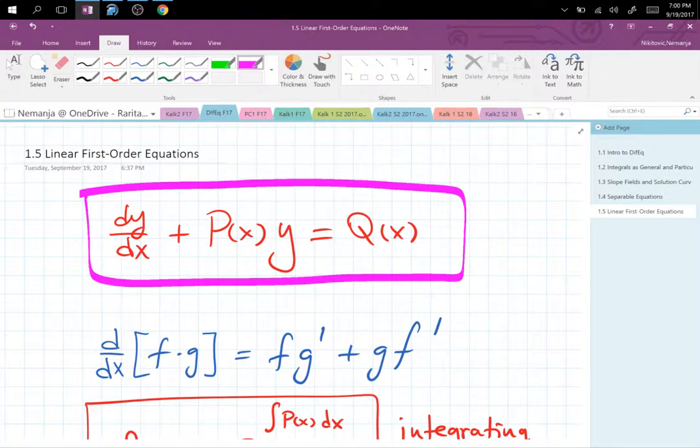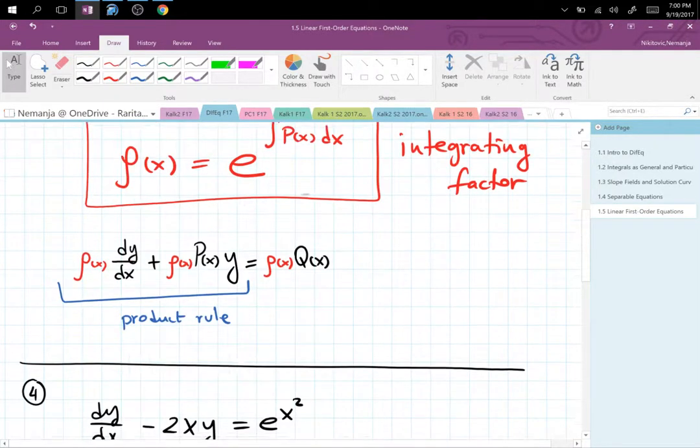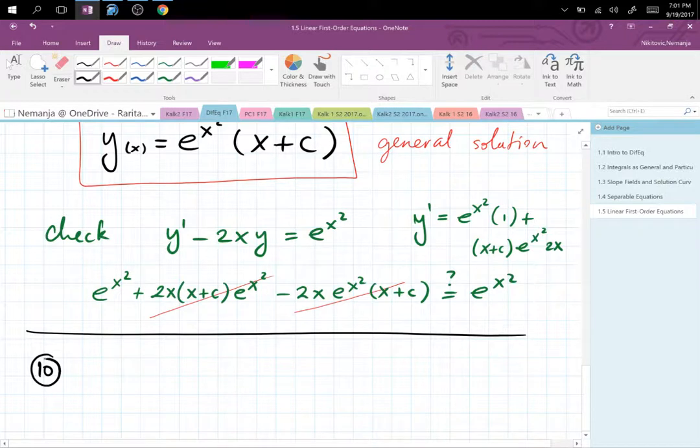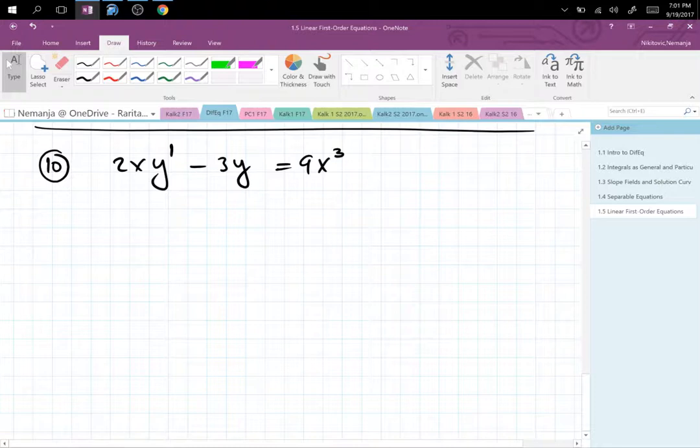And immediately to address this question, let's go with number 10 so that you guys can enjoy such a calculation. It says 2xy prime minus 3y equals 9x cubed. The next example we do will have an initial condition. This one does not, so yeah.